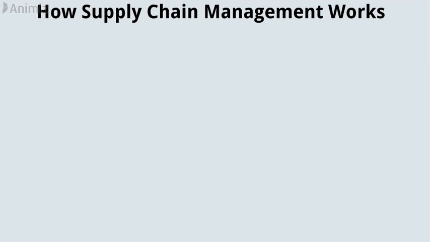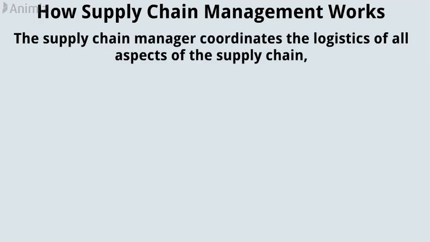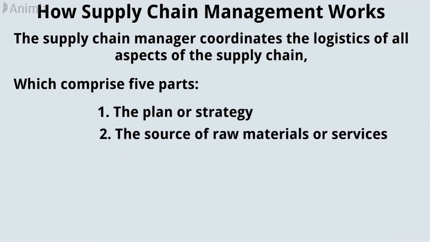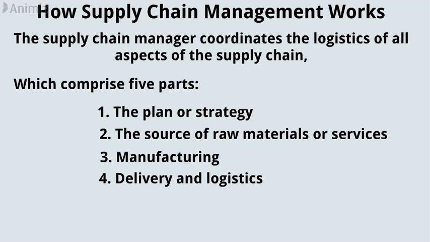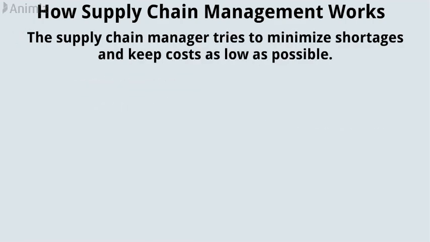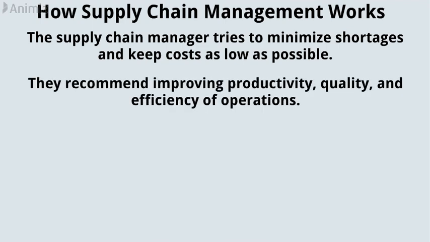In SCM, the supply chain manager coordinates the logistics of all aspects of the supply chain, which comprises 5 parts. 1. The plan or strategy. 2. The source of raw materials or services. 3. Manufacturing. 4. Delivery and logistics. 5. The return system for defective or unwanted products. The supply chain manager tries to minimize shortages and keep costs as low as possible. They recommend improving productivity, quality, and efficiency of operations.